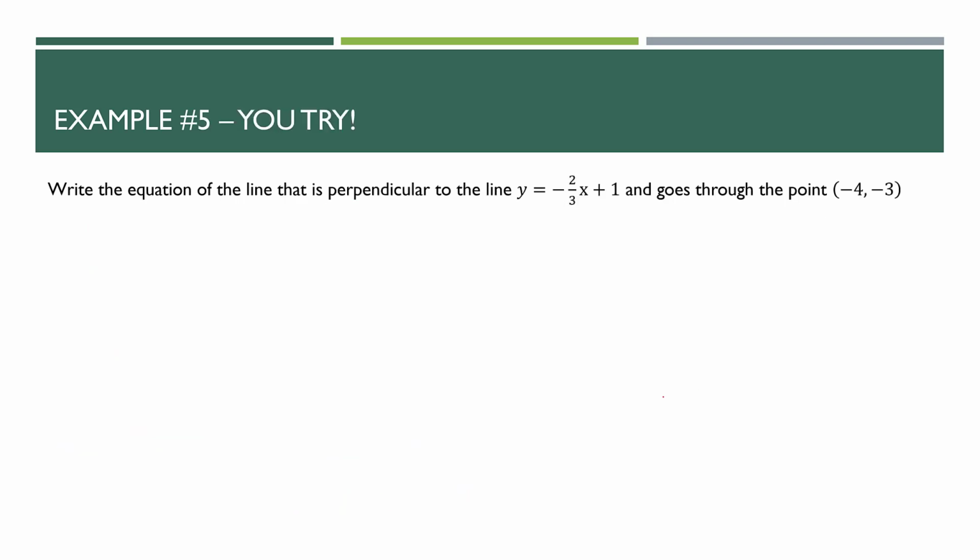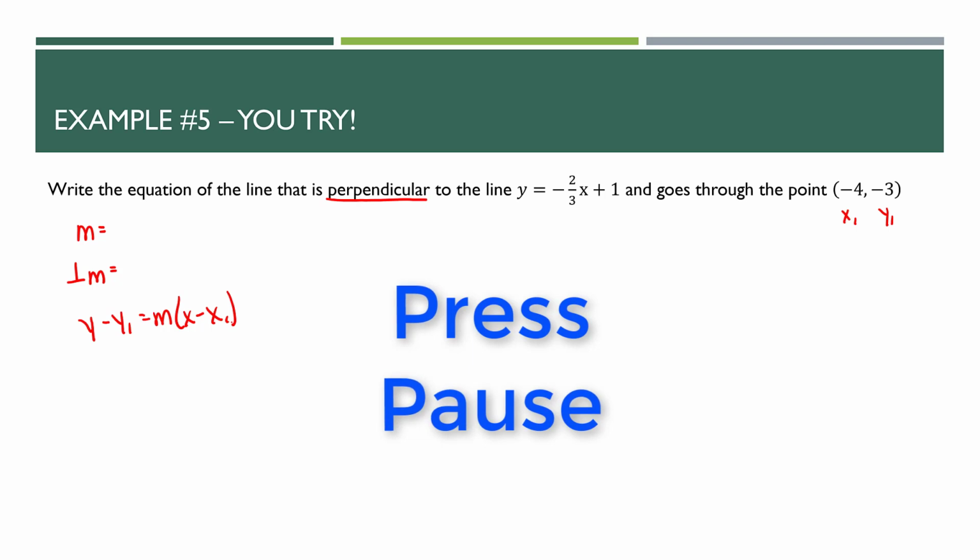Okay, so now you're going to try one. Find a perpendicular line to y equals negative 2/3 x plus 1, and it goes through this point, (negative 4, negative 3). So determine what the original m is, or your slope, and find your perpendicular slope. And then use point slope form. All right, hit pause, try the problem out. Okay, it's all set up for you, you just got to kind of go through those steps.